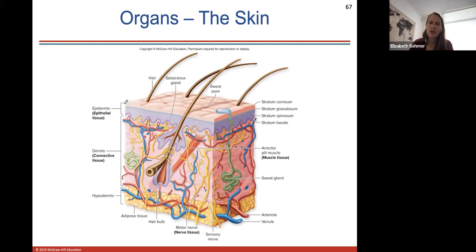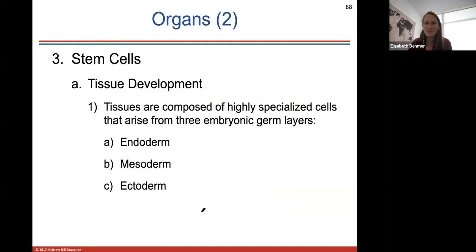But your skin, you have the epidermis made of epithelial tissue, which is the covering layer of the skin. The dermis is made up of connective tissue, where we have all the hairs, some erector pili muscles that give you goosebumps, the different types of glands. And then the hypodermis is made up of this adipose tissue of fat, an insulating layer to help keep our bodies warm and protect the organs that lie beneath it.